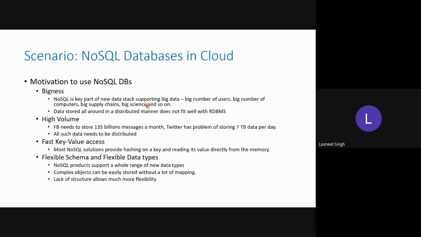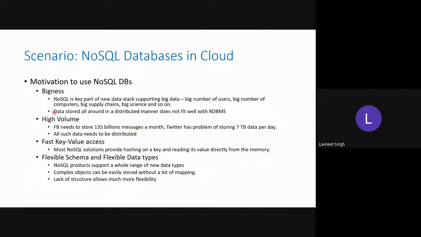So therefore, the big data is a fit case. NoSQL databases are a fit for storing big data, whether it's a big number of users or big number of computers or big supply chain data, big science, right? Genome sequencing, DNA sequencing, and stuff. So that is the large volumes of data where NoSQL is likely a better fit than RDBMS. Then second, data is stored all around in a distributed manner. It does not fit well with RDBMS.